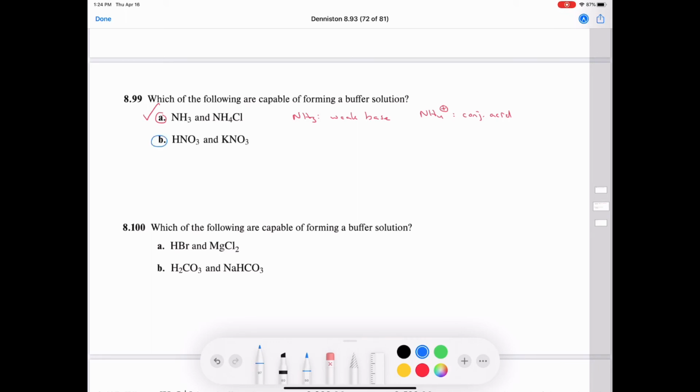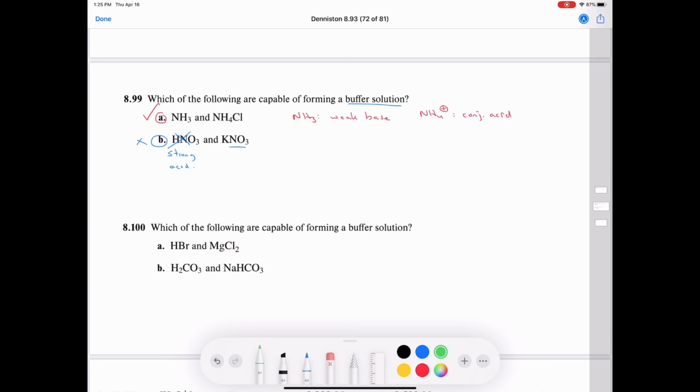In B, it asks HNO3 and KNO3. So this is nitric acid and potassium nitrate. Now you'll remember that a buffer solution has to be either a weak base and its conjugate acid, like in A, or a weak acid and its conjugate base. But nitric acid is a strong acid. Nitrate is the conjugate base of nitric acid, but since nitric acid is a strong acid, this will not function as a buffer solution.